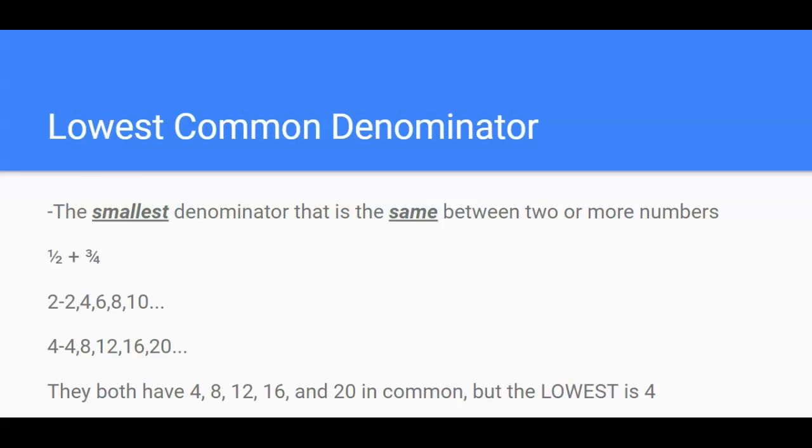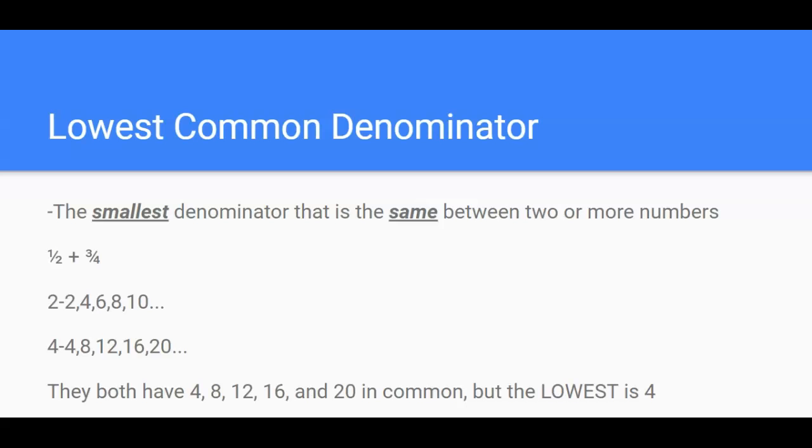LCD. Sometimes you might also hear me say lowest common multiple or LCM, and that means the same thing. When I'm talking about lowest common denominators, I'm talking about multiples. So remember, factors and multiples are different things. Factors, you are multiplying numbers to get another number. But multiples, remember, that is skip counting, and that goes on forever. That never ends. So the lowest common denominator is the smallest denominator that is the same between two or more numbers.